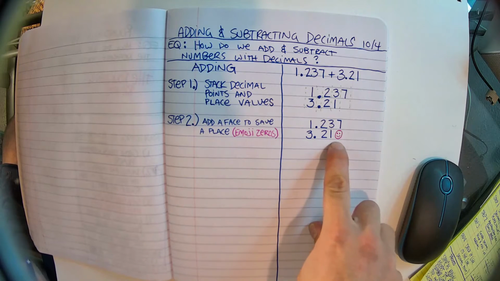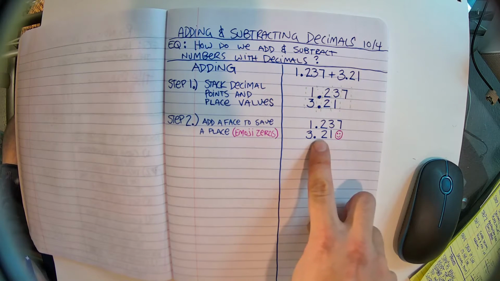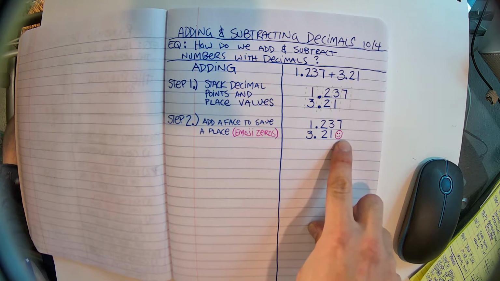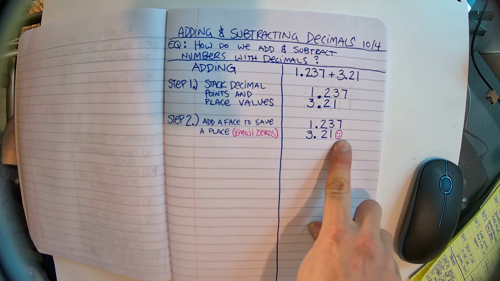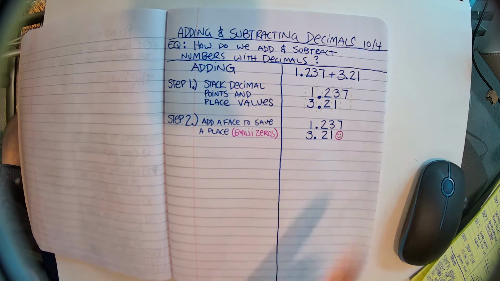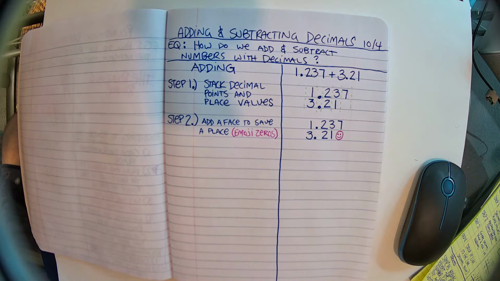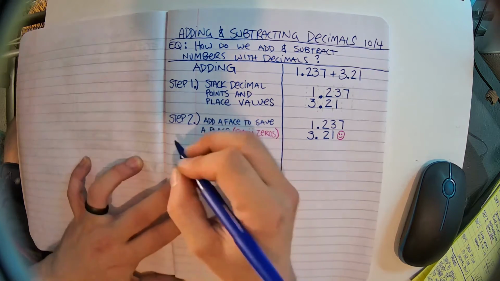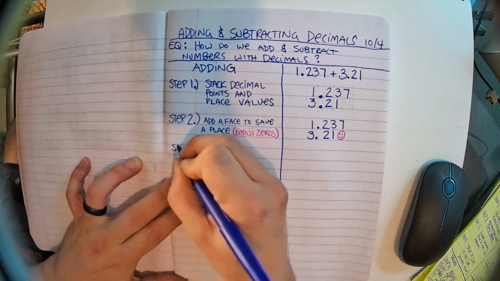By putting an emoji zero, we know that we changed 3 and 21 hundredths to 3 and 210 thousandths. Remember, adding that zero does not change the value of the number. It just makes it easier to look at. All right? So we just added faces to save places. Okay? Now, here is step three.